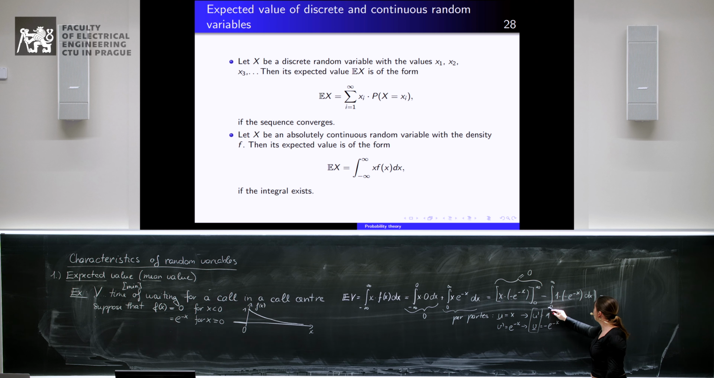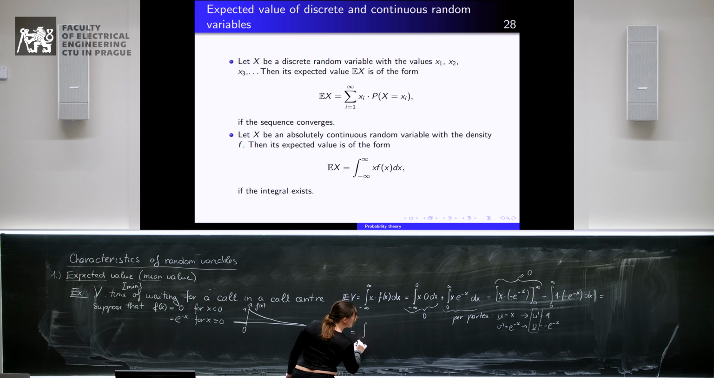Okay, and it means that we should calculate the integral of minus times minus, which gives us plus. So we calculate the integral from 0 to infinity of the function e powered by minus x dx, and as we said, it is minus e powered by minus x from 0 to infinity.